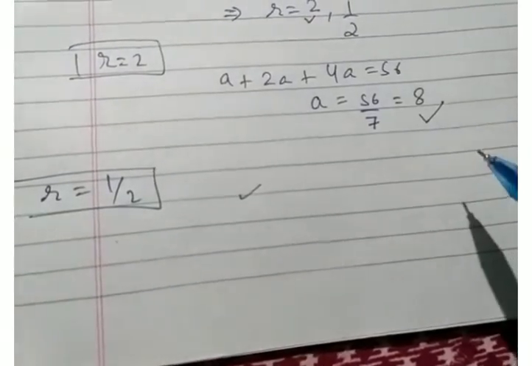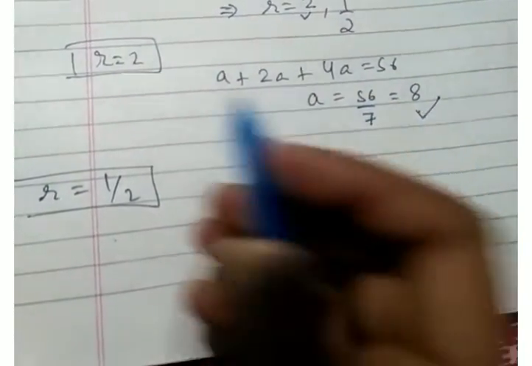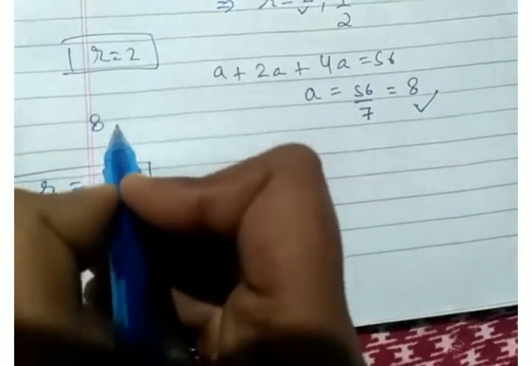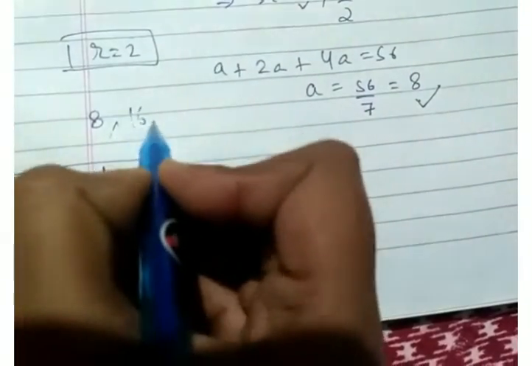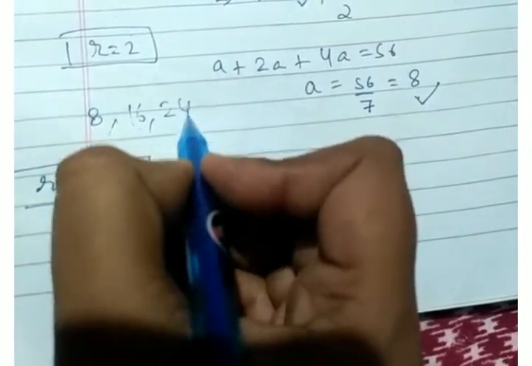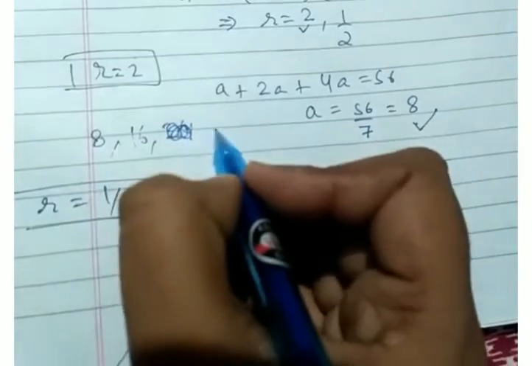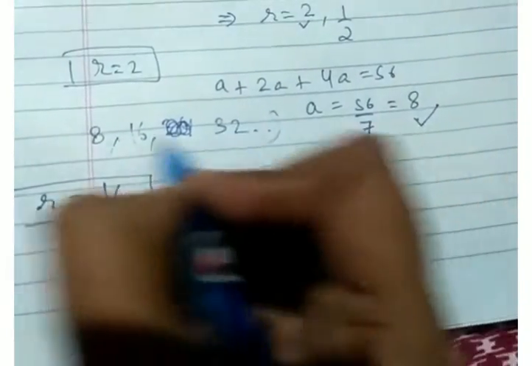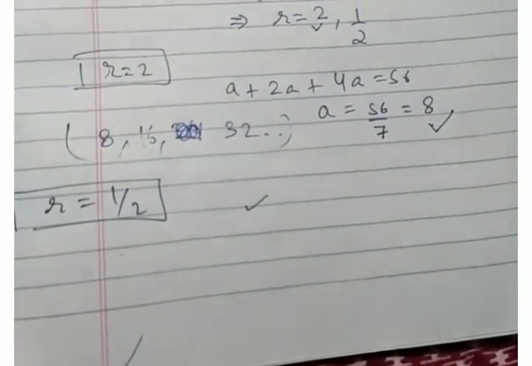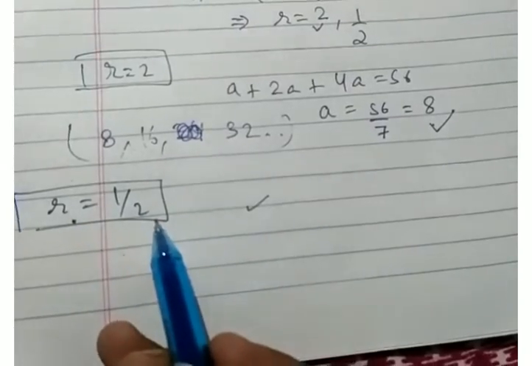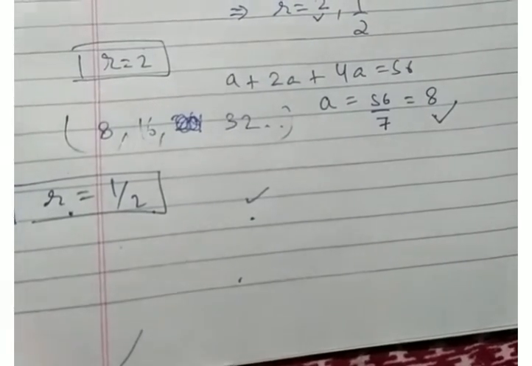Now once we have these values, we can find the series. The first term is A, so the first number will be 8. Then AR is the second term, so 8 2s are 16. The third term will be, 2 square is 4 and 8 4s are 32, and so on. So this is the series for the first case, and similarly you can calculate these terms for the case when R equals 1 by 2. You will calculate the value of A and then the terms in the series.